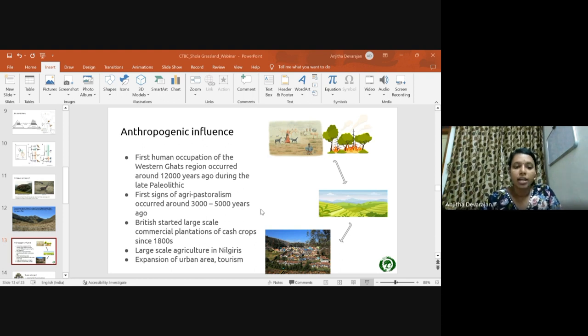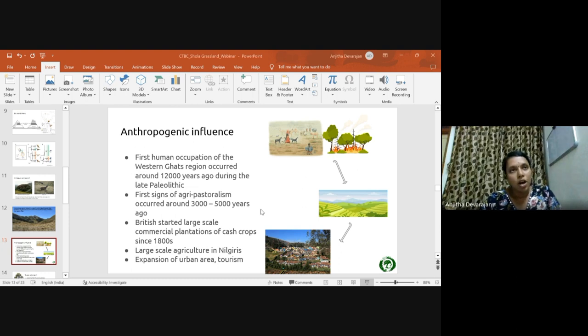But the large scale changes actually happened during the 1800s, when the British started to establish large scale commercial plantations of cash crops, the tea plantations and the exotic eucalyptus and acacia plantations for various purposes. Initially, they started the tea plantations in the Shola forest. They cut down the Shola forest and established the tea plantations there, because the Shola soils are more nutrient rich and easy to establish.